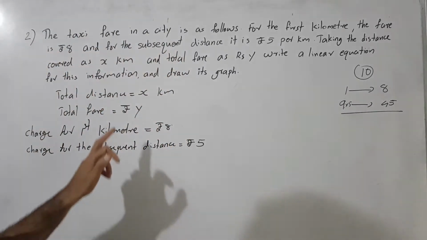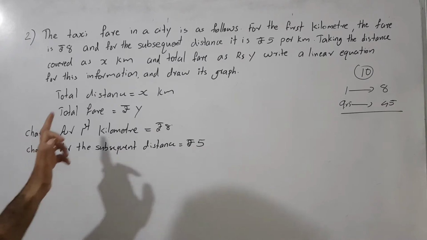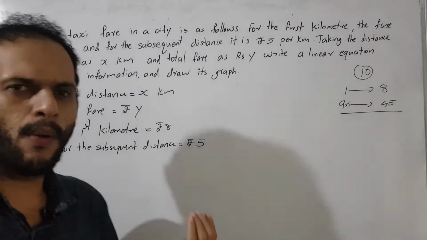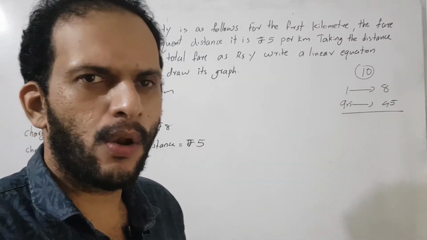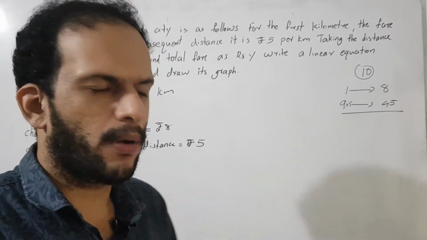So here the total kilometer is equal to x. Then we already covered 1 kilometer. Then how much kilometer is remaining? The remaining kilometer or subsequent distance is equal to x minus 1.